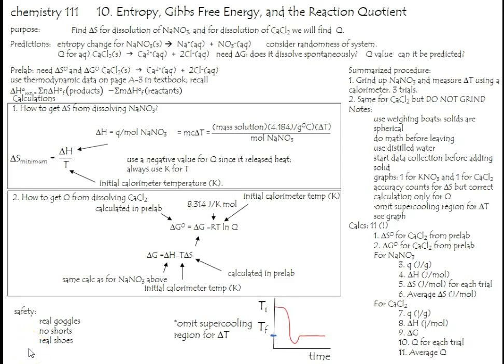Okay, this is experiment number 10, entropy, Gibbs free energy, and the reaction quotient. The purpose is to find the change in entropy for dissolving sodium nitrate and to find the reaction quotient, known as Q, for dissolving some calcium chloride. This is a fast lab to perform, but involves the most calculations we'll be doing all year. I'll be asking for 11 calculations at the end.